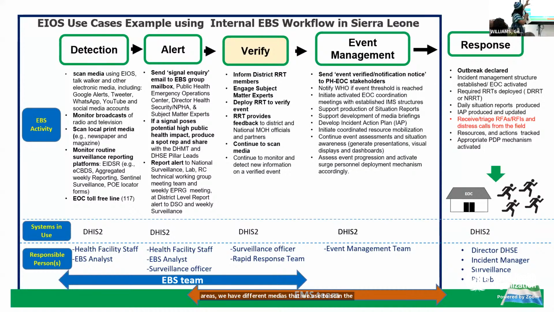After we scan, we also monitor the DHIS2. We have two platforms, the eIDSR and the IDSR, which is the weekly reporting and the monthly reporting. And we also monitor all our local media, newspapers, rumors, or local information. And we alert. You know, when you detect, you have to alert.